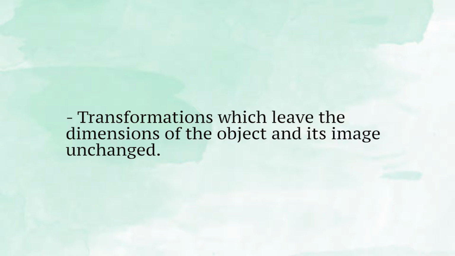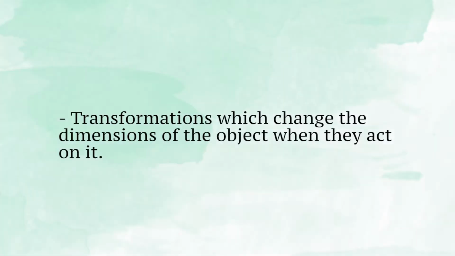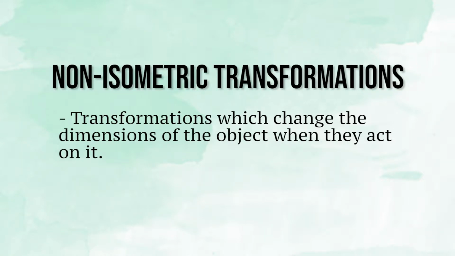Transformations which leave the dimensions of the object and its image unchanged are called rigid transformations or isometries. Examples of this are translation, reflection, and rotation. On the other hand, transformations which change the dimension of the object when they act on it are called non-isometric transformations. Example of this is dilation.